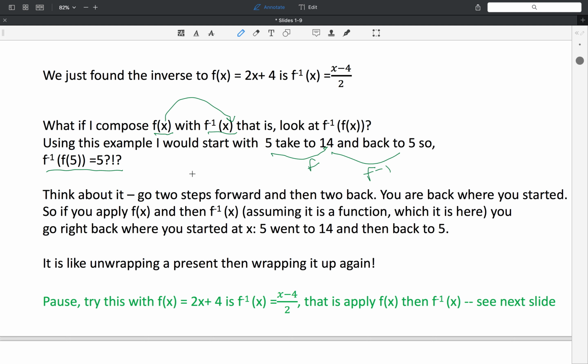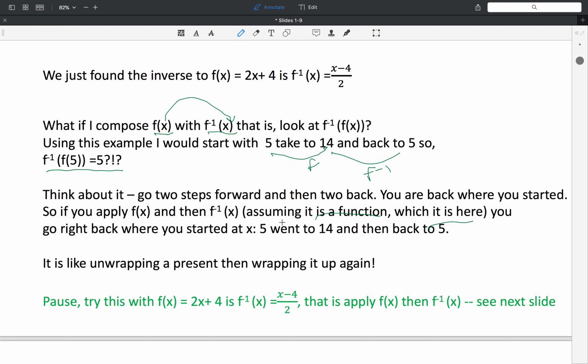Think about it. It's like going 2 steps forward and 2 back. You're at the same place. So if you apply f and f inverse, assuming it's a function, which it is in this example, you get right back to where you started. 5 went to 14, 14 back to 5. This is like unwrapping a present and wrapping it up again.